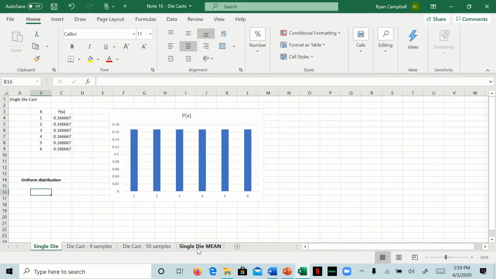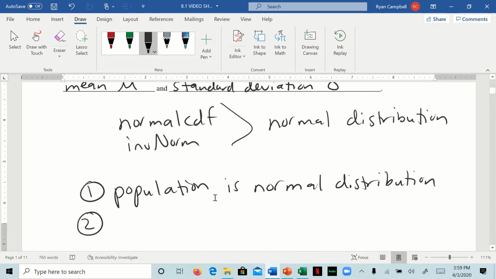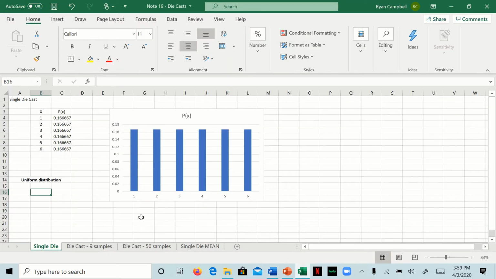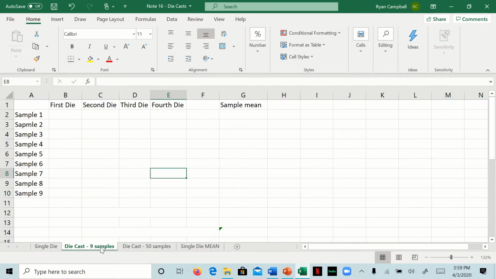Right? So, can we do normal CDF with these types of problems? No, not as of right now, right? Because the population is not normal, it's uniform. Okay, so if we're trying to find the mean of a bunch of samples, let's actually do this.